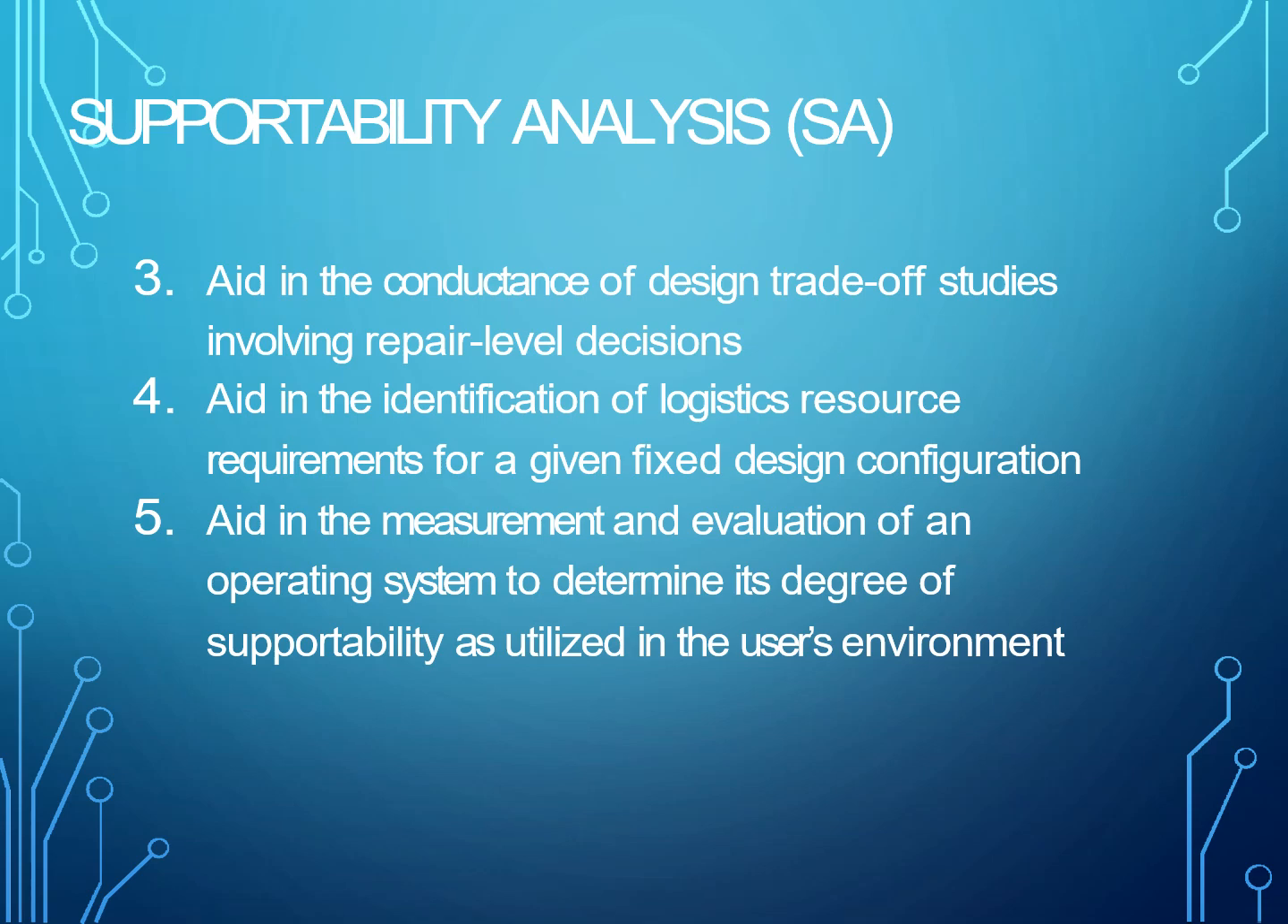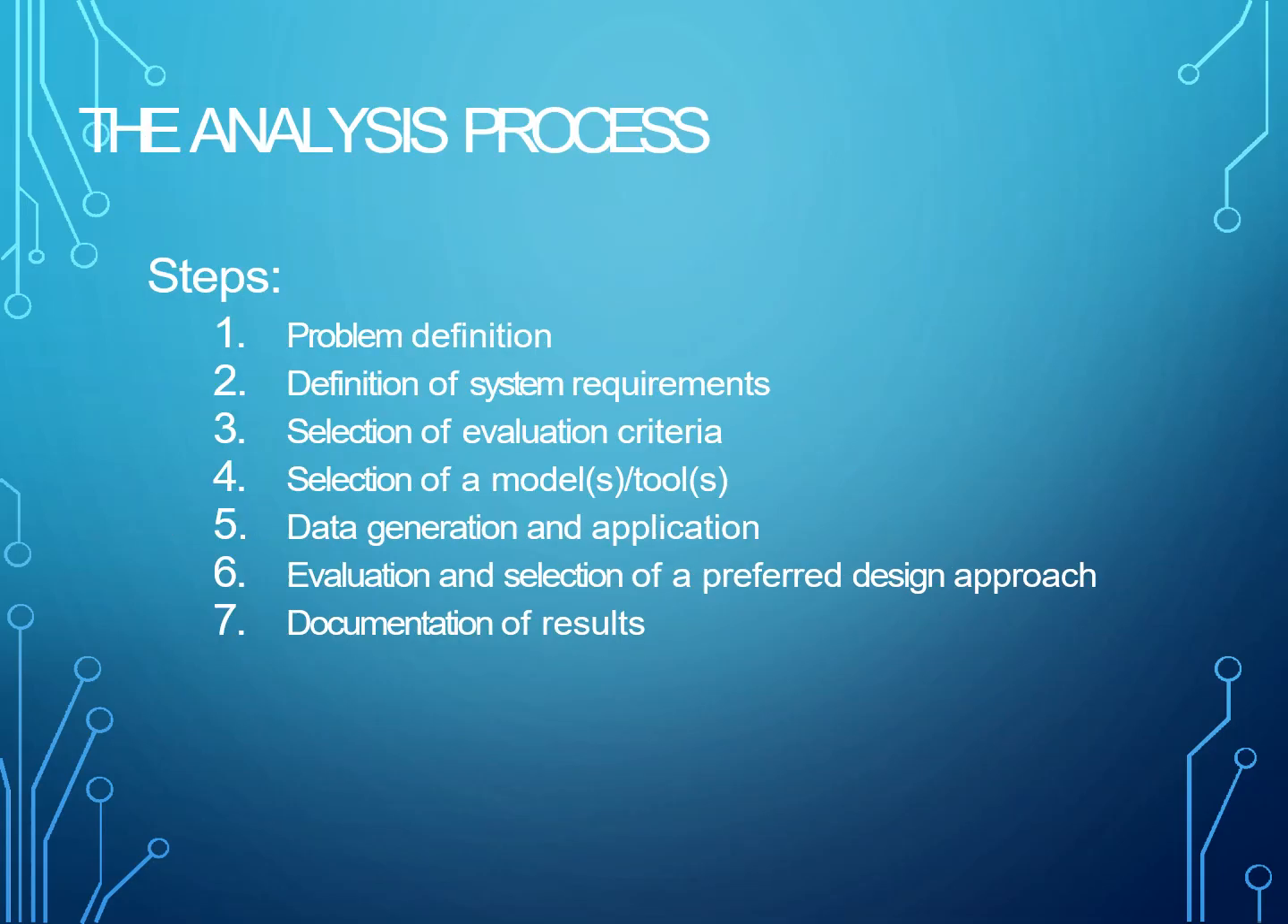Fourth, SA aids in identifying necessary logistics resource requirements. Once the design is fixed, we need to know exactly what people, spare parts, and tools are needed to keep it running. And finally, objective number 5, SA helps us measure and evaluate an operating system. We assess its actual degree of supportability when it's out there in the user environment. This brings us back to the idea of continuous improvement.